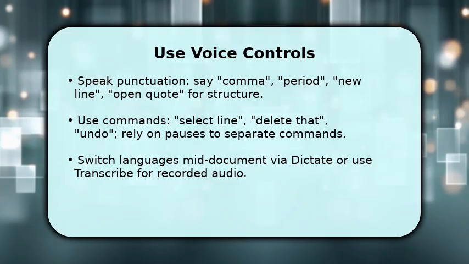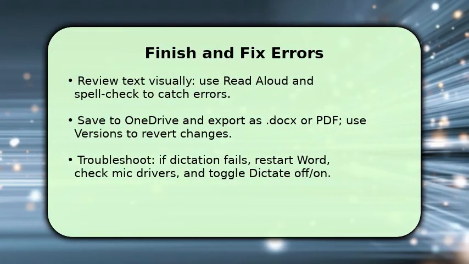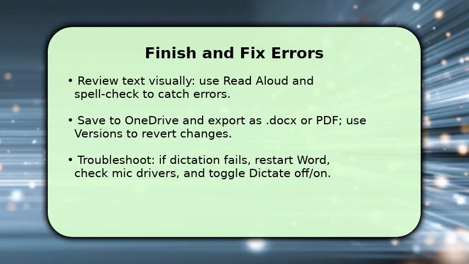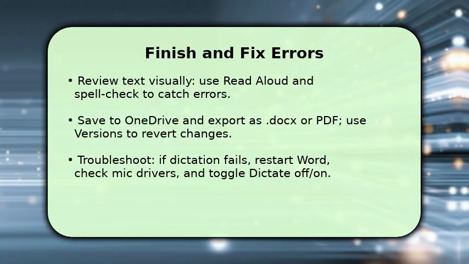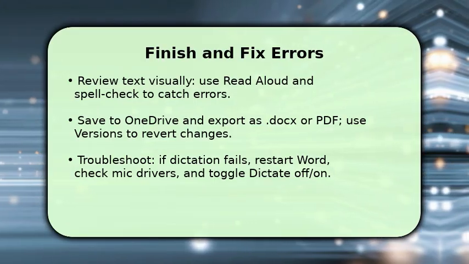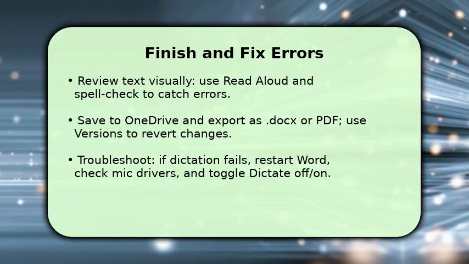You're almost done. Now finalize the document. Read the text aloud or use read aloud to hear pacing and catch misrecognized words, then run spell check and make manual edits where context failed. Save to OneDrive for version history and export to docx or PDF when finished.